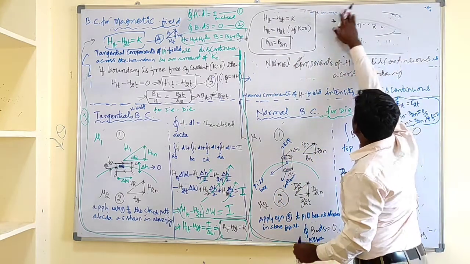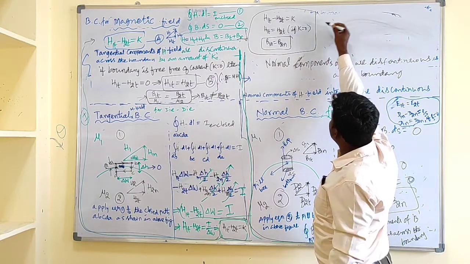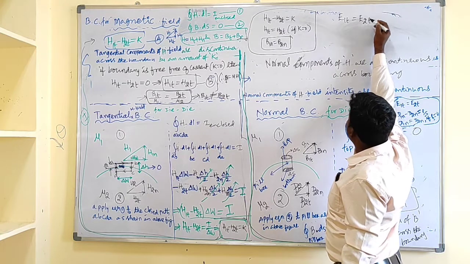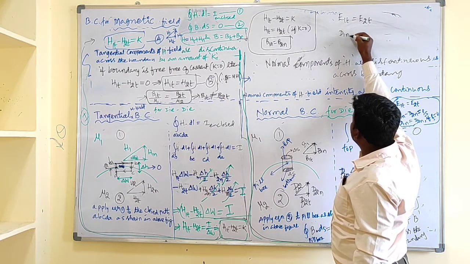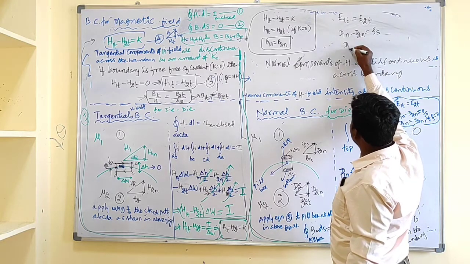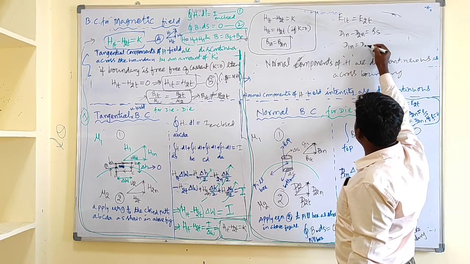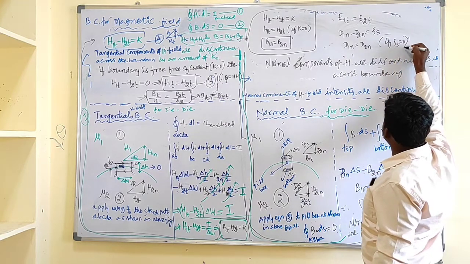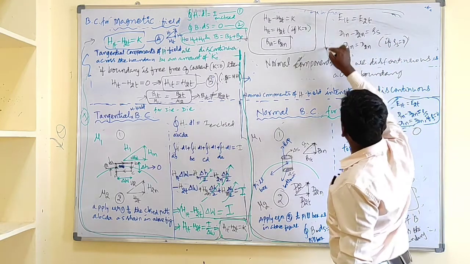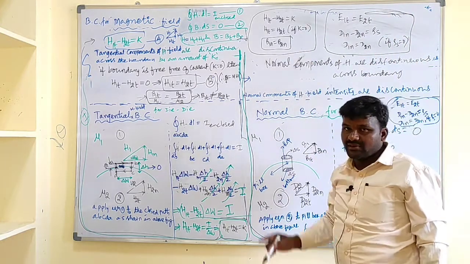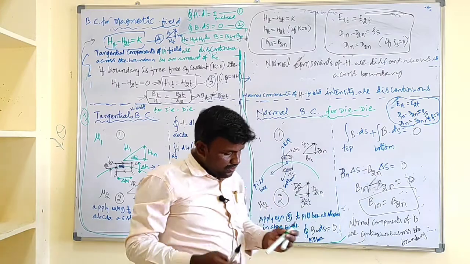And what about the boundary conditions for the electric field? Previously we derived E1t equals E2t, D1n minus D2n equals rho s, and D1n equals D2n if rho s equals 0. These are the electric field boundary conditions, and those are the magnetic field boundary conditions.